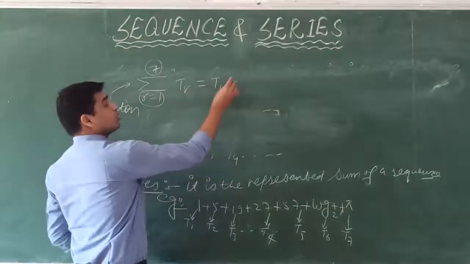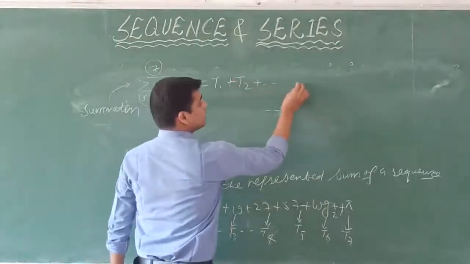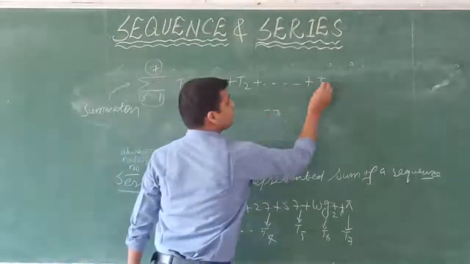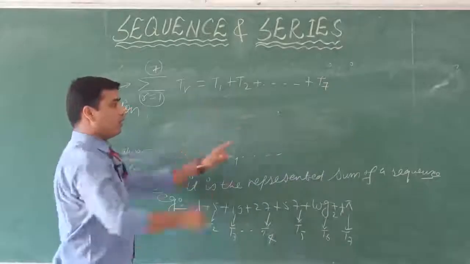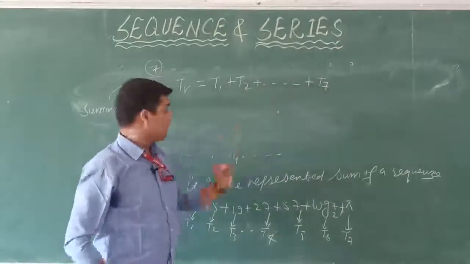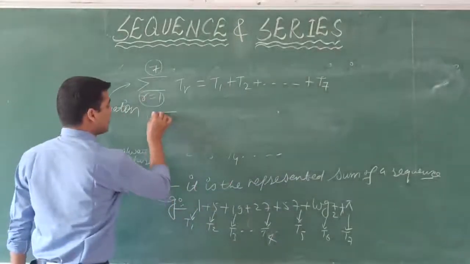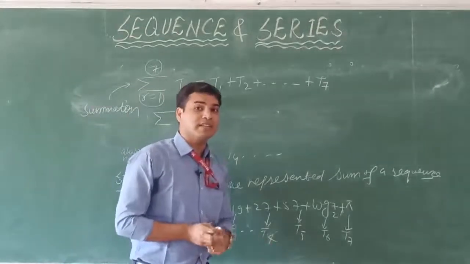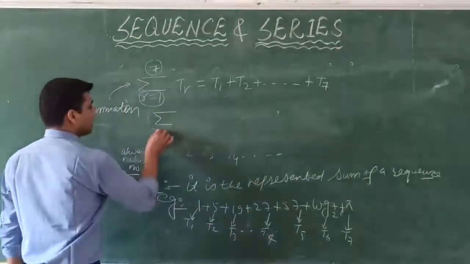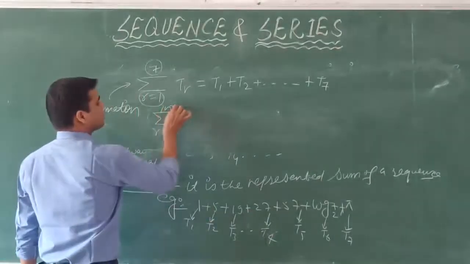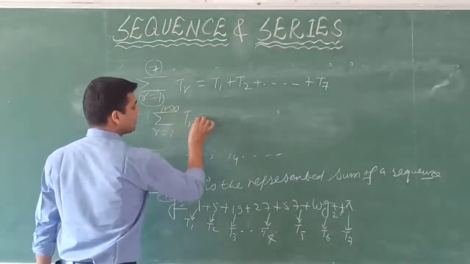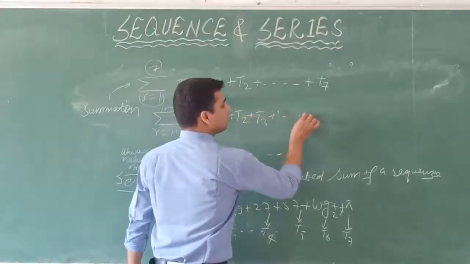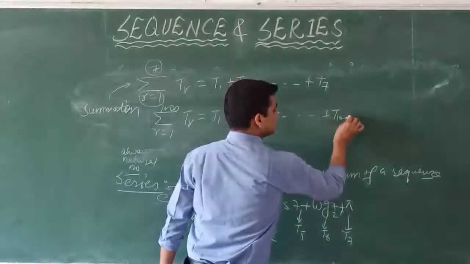If you put r equals 2, then you will get T2. In the same way, what is the maximum limit here? 7. So up to 7 it will add, from 1 to 7 it will add the terms. If 7 terms are there, we can write easily. But if 100 terms or 1000 terms are there, it is simple: r equals 1 to 100, or you can say 1000, Tr. So what is the meaning of this? T1 plus T2 plus T3 up to 1000 terms.